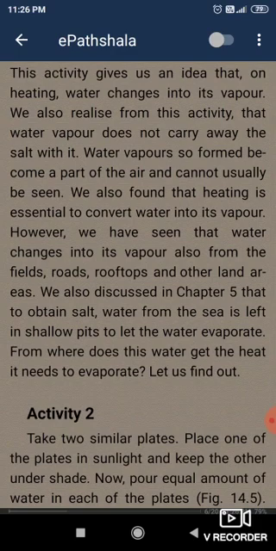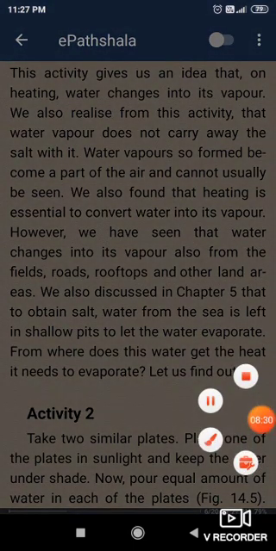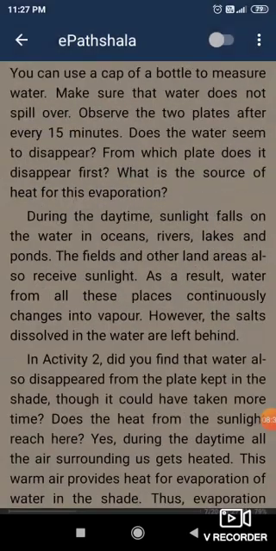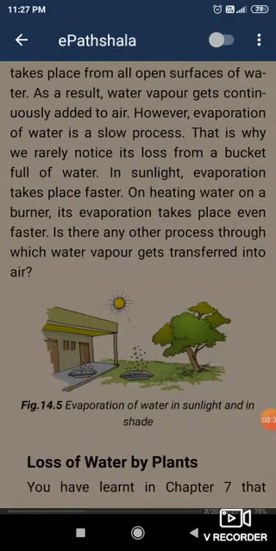However, we have seen that water changes into its vapor also from the fields, roads, rooftops, and other land areas. We also discussed in Chapter 5 that to obtain salt, water from the sea is left in shallow pits to let the water evaporate. From where does this water get the heat it needs to evaporate? Let us find out. So, students, Activity 2, do it yourself.